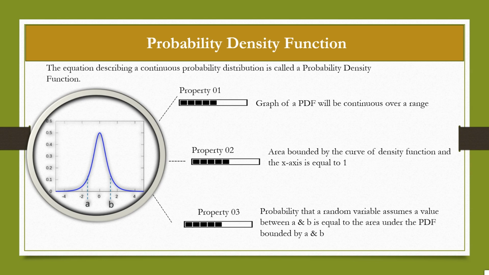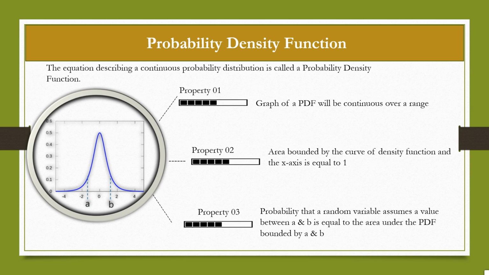Property number 3 is that the probability that our random variable assumes a value between A and B is equal to the area under the PDF bounded by A and B. So what this means is that the probability value is denoted by the area of the graph. Whatever value you get here is the probability that the random variable will lie between the range A and B.